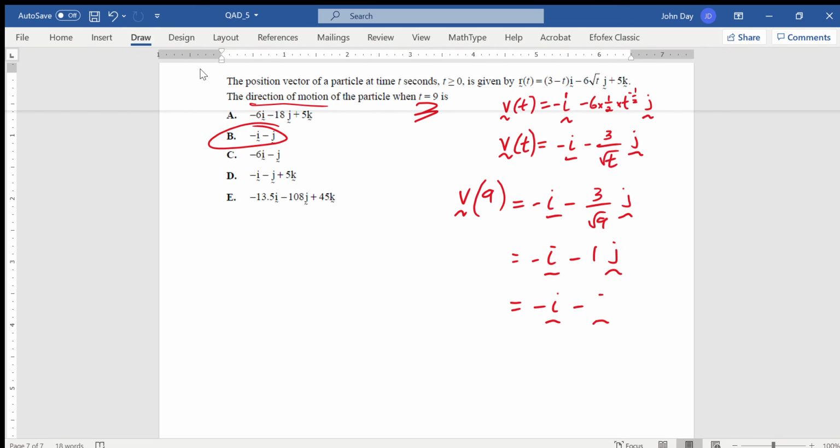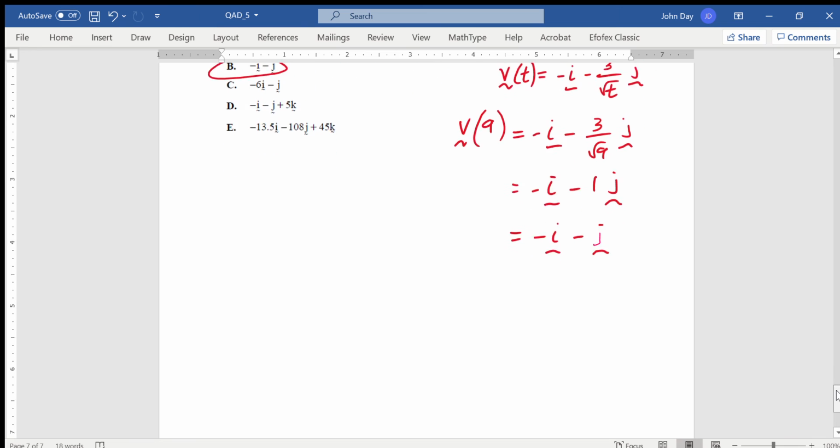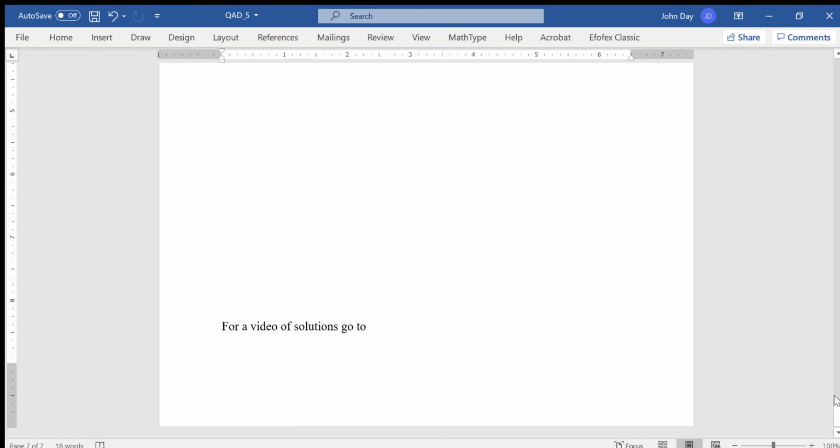Minus i minus j. And the thing to take away from there is you can just differentiate each direction there, like i, j and k separately, to get the derivative vector. All right. That is question of the day 5.